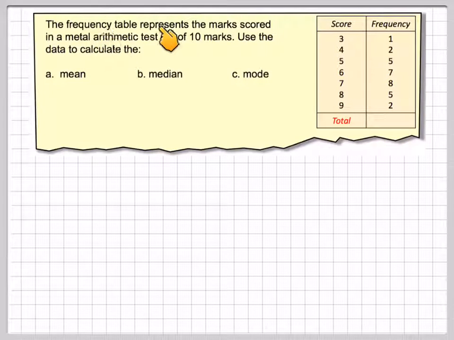The frequency table represents the marks scored in a mental arithmetic test out of 10 marks. Use the data to calculate A, the mean, B, the median, and C, the mode. What we're calculating here are measurements of central tendency.